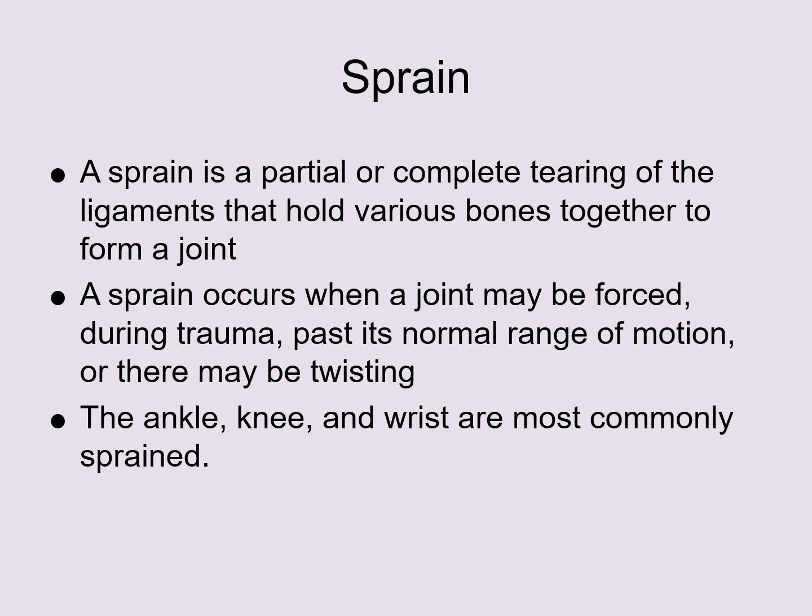A sprain occurs when a joint may be forced during trauma. It's past its normal range of motion and there may even be twisting. That's why lots of times people will say, I twisted my ankle or I twisted my knee. They're talking about this. They're sprained. There's something that happens. They turned it, went outside of the normal range of motion, and then injury happened. And with injury comes inflammation and pain and all of that, and then healing has to take place.